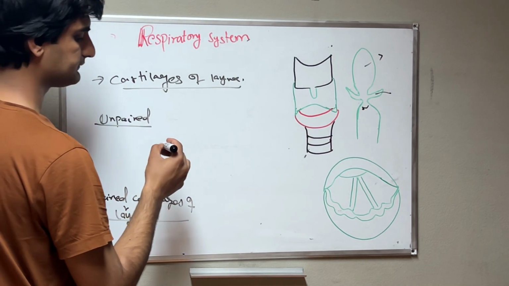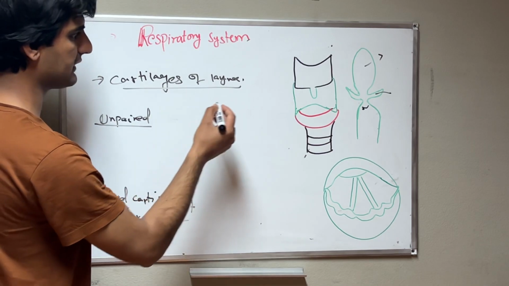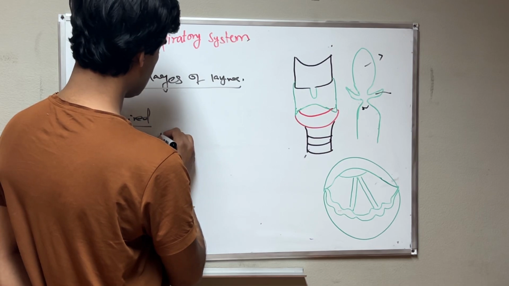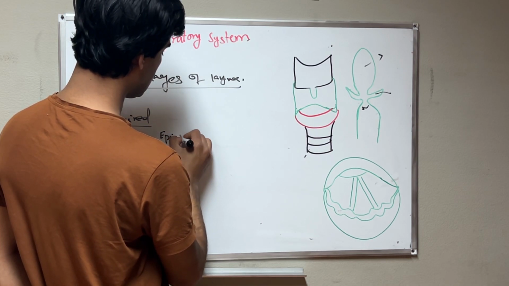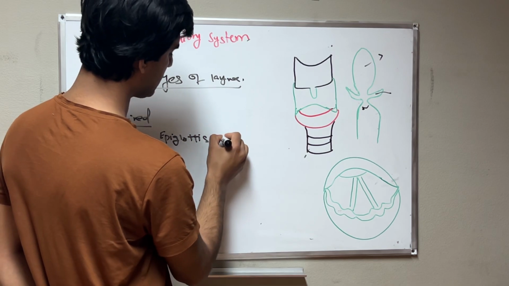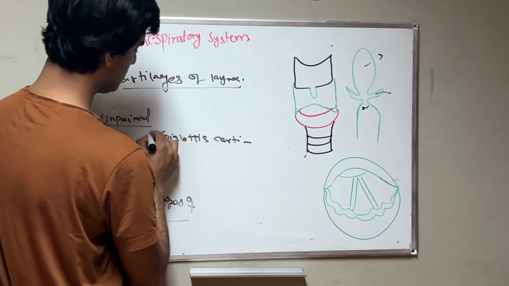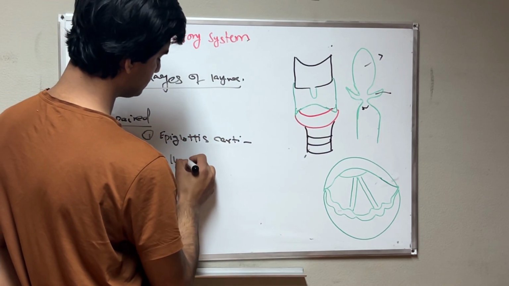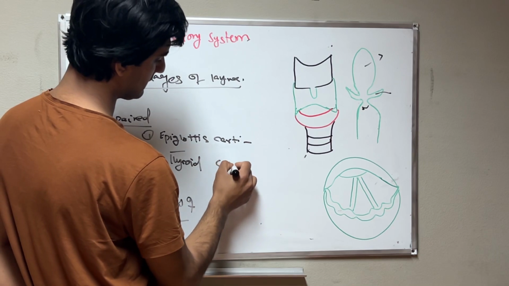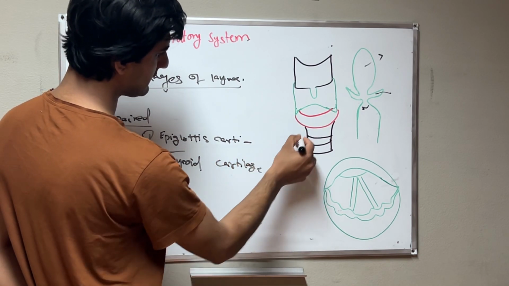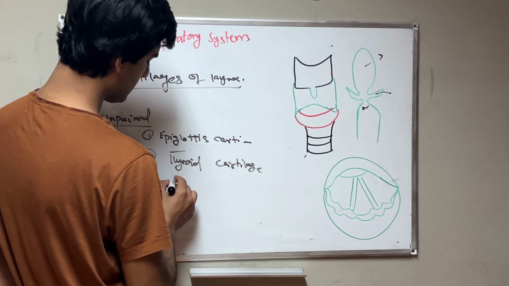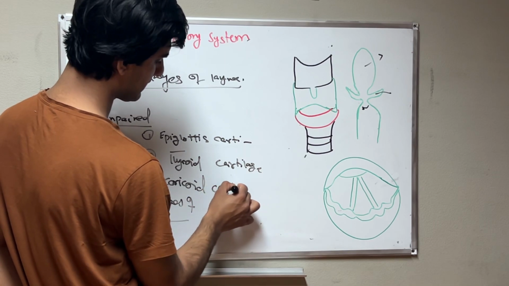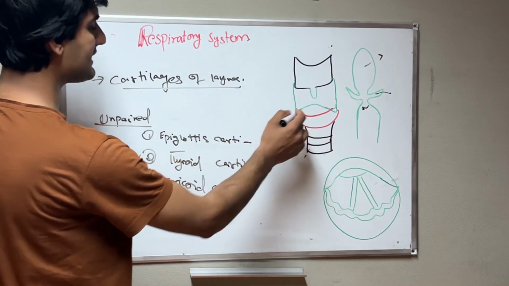Now first, unpaired. What unpaired cartilages do we have? First we have this one, the black one, the epiglottis cartilage. Second, this is the thyroid cartilage. Third, this one is the cricoid cartilage. These are the three unpaired cartilages.